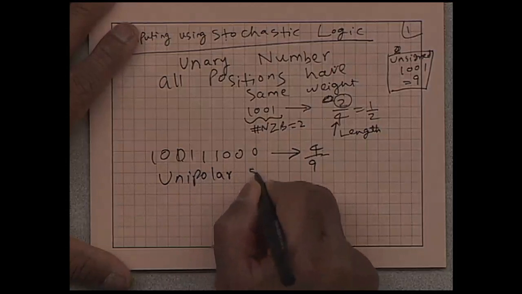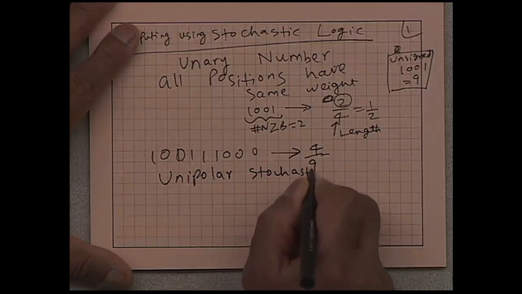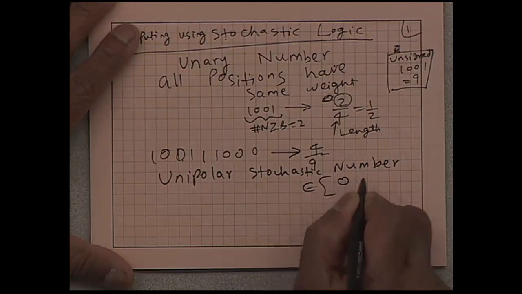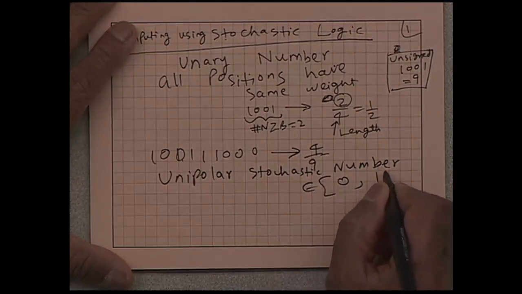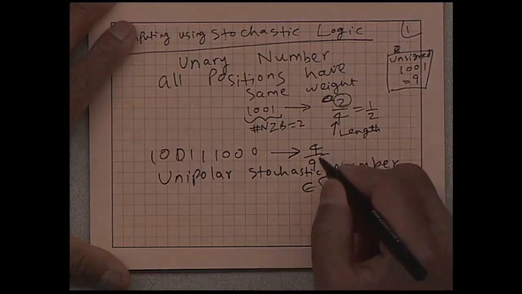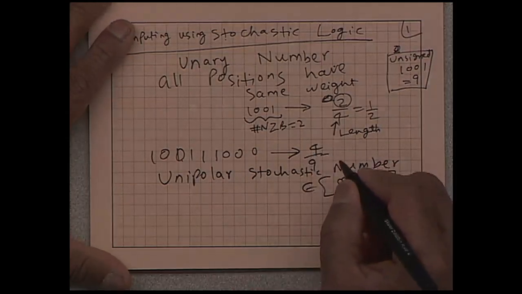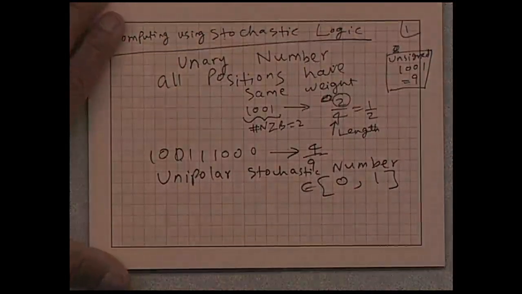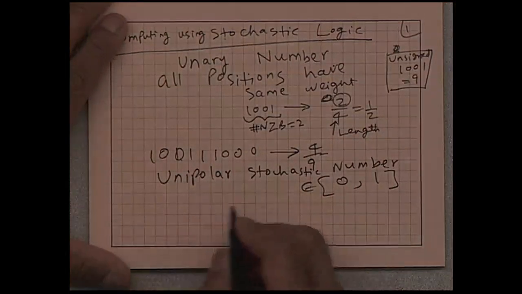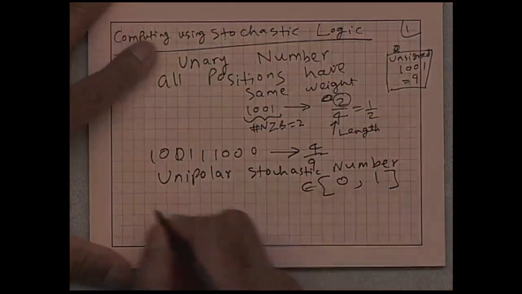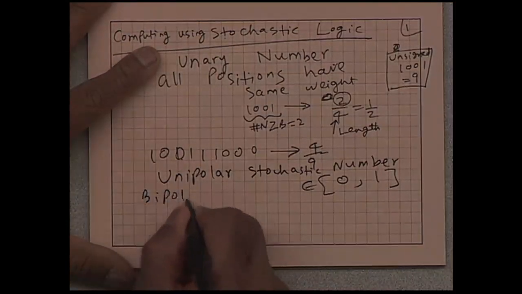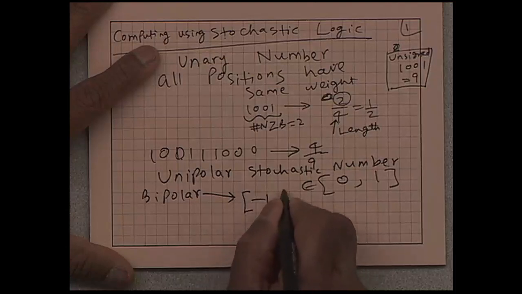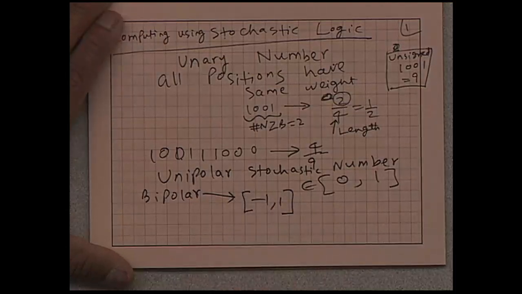A unipolar stochastic number lies between 0 to 1. So we describe this as a probability. That's why probabilistic computing, as we will see, leads to the name stochastic. And unipolar means these numbers lie between 0 to 1. Now, in contrast, we can also think about these stochastic numbers to be bipolar, where they lie between -1 to 1, and these are signed numbers.